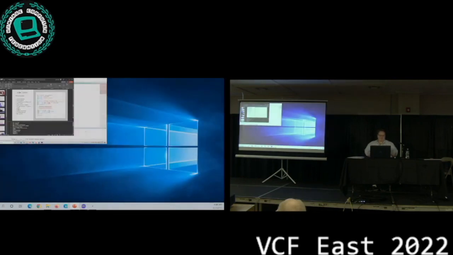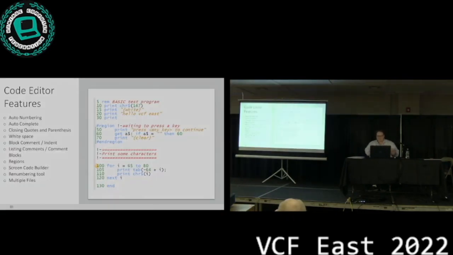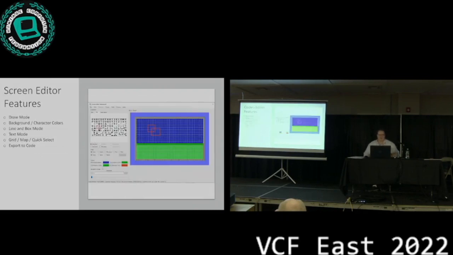All right, we've talked about the code editor. Now I want to talk about what I think is one of the coolest things I wish I would have had. There's a screen editor. And the screen editor allows you to do a lot of cool stuff and generate this code. So let's go and take a look at the screen editor.